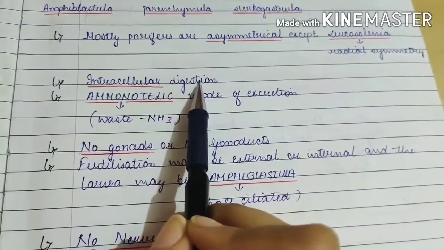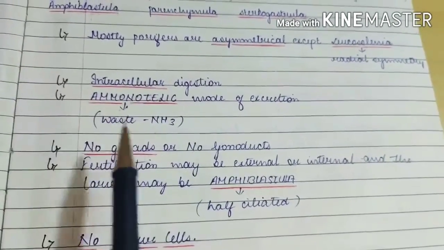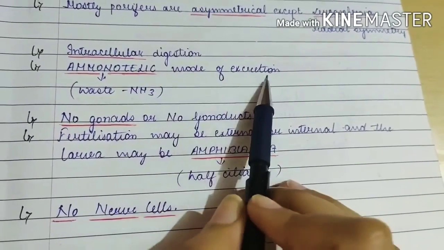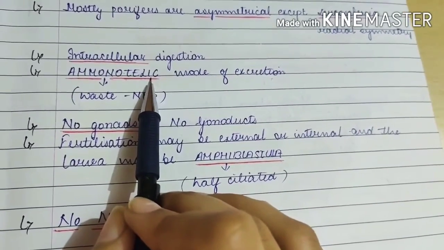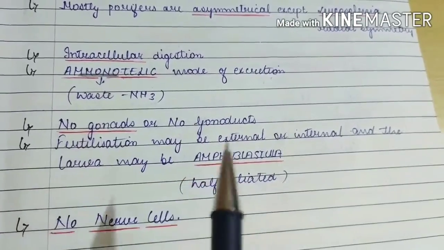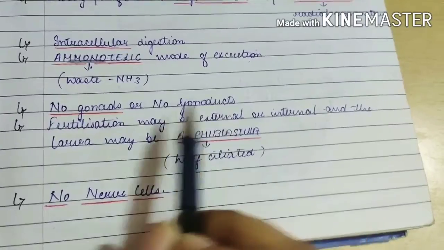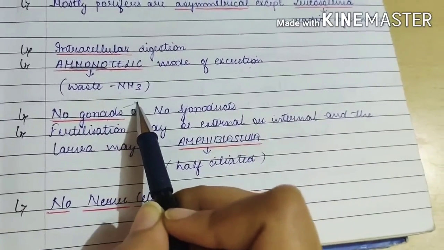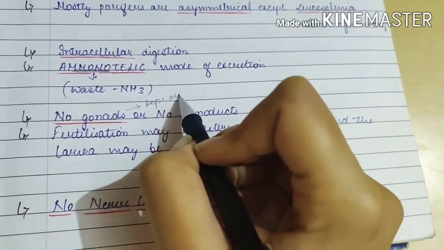They have intracellular digestion, that is, the digestion occurs intracellularly. They have an ammonotelic mode of excretion, that is, the waste product which they excrete is ammonia. Ammonotelic means ammonia. Then they have no gonads or gonoducts. Gonads are the reproductive organs. So the reproductive organs are absent in the case of sponges.